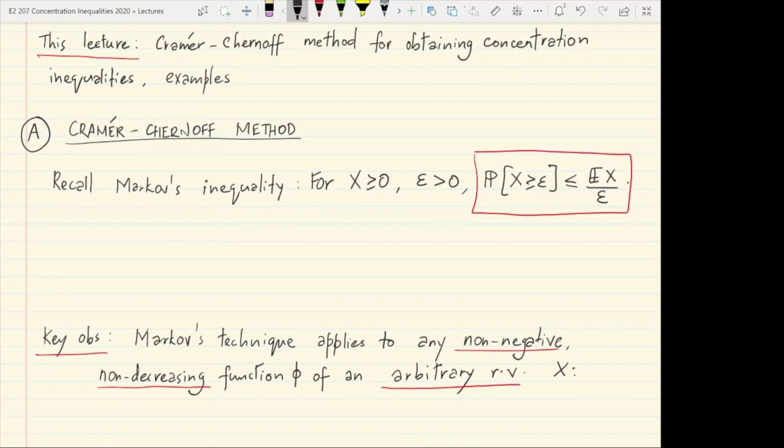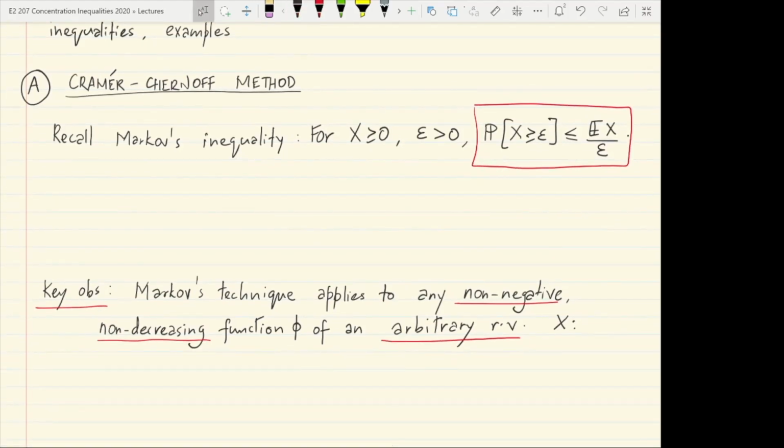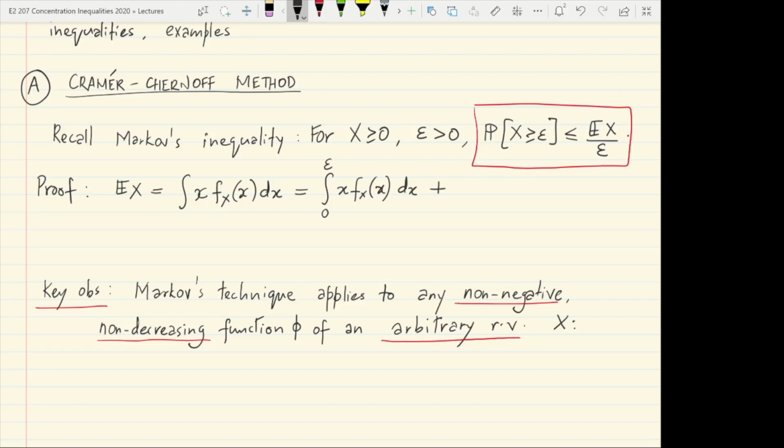Just before we proceed, it's worth looking at a quick proof of this inequality. This just comes about by writing down the formula for the expectation. Let's do the proof in the special case that X has a density function. The general case is simple, in analogy. So this is the integral of x times the density function of X, dx, on the entire real line. We split this in two parts. Since X is non-negative, we can first integrate from 0 to epsilon and then integrate from epsilon to infinity.